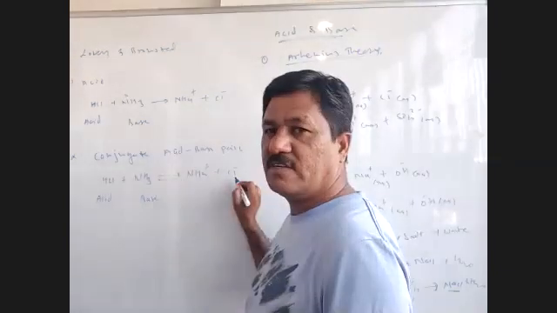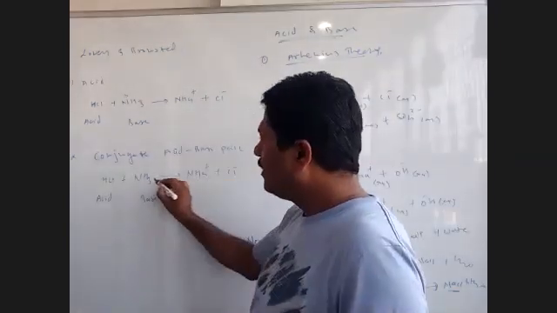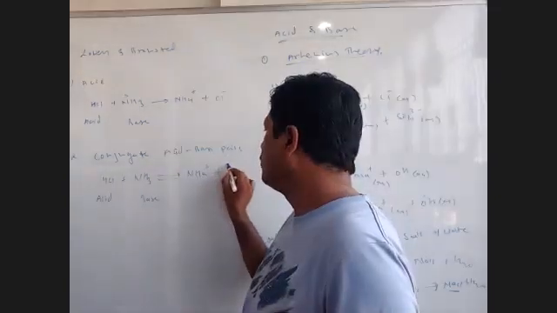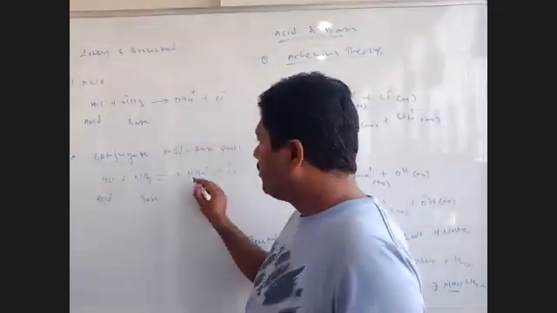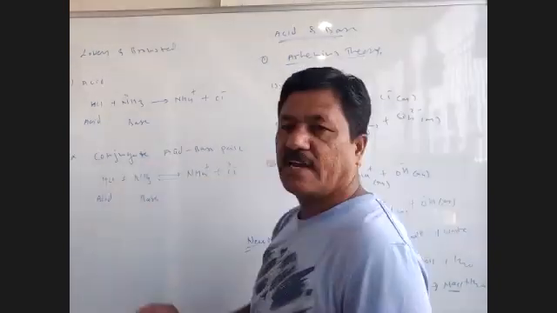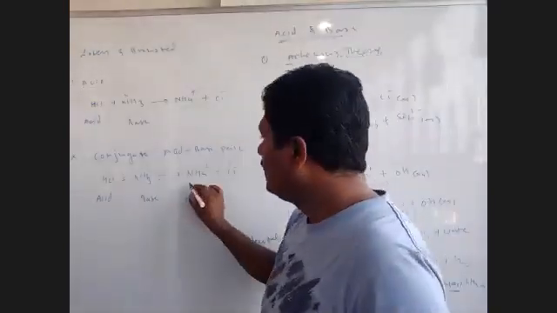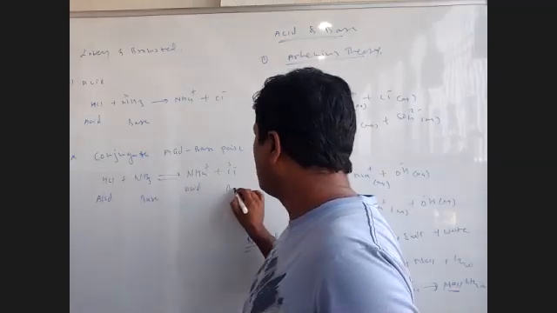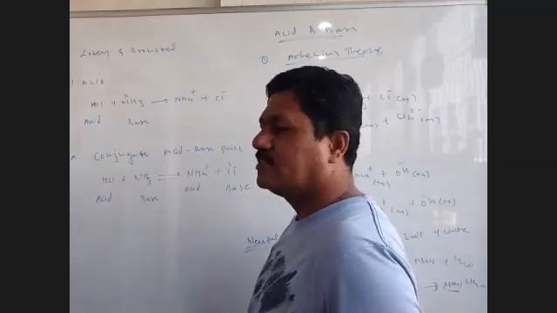This has no hydrogen at all. So in the backward direction, this NH4 plus donates a proton to this one. So it becomes NH3 and it becomes HCl. So in the reverse reaction, it is a proton donor. That's why it becomes acid, and it is an acceptor of proton. That's why it becomes a base.